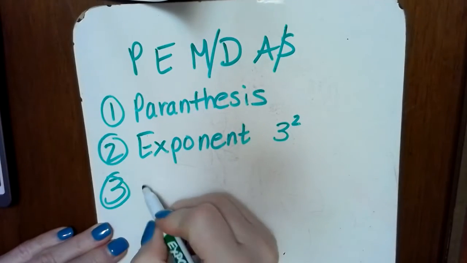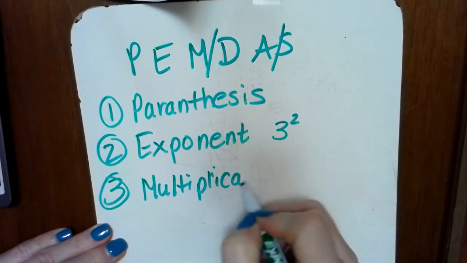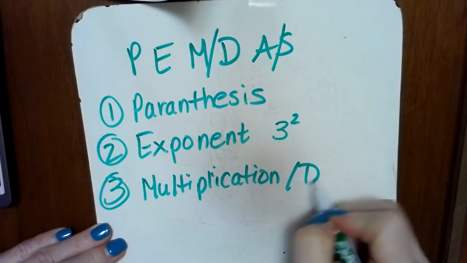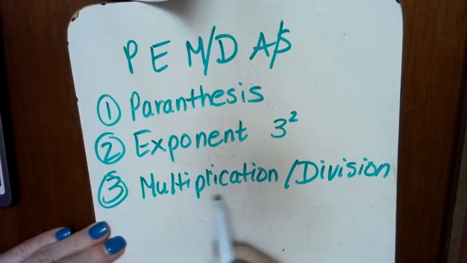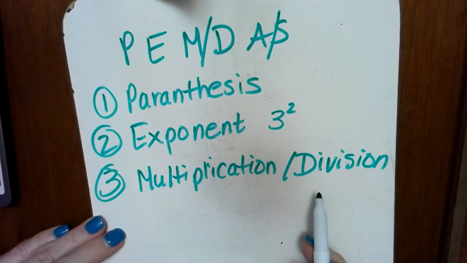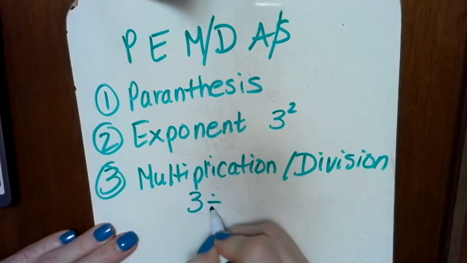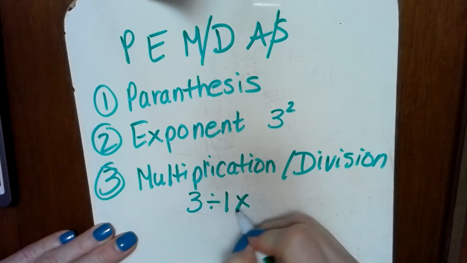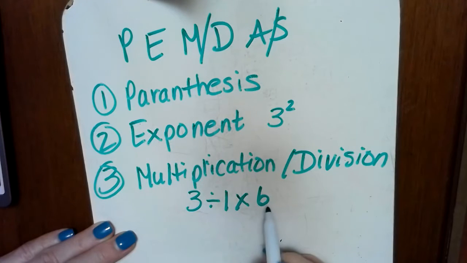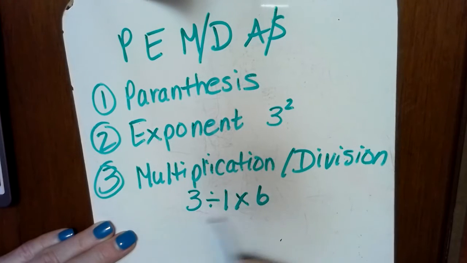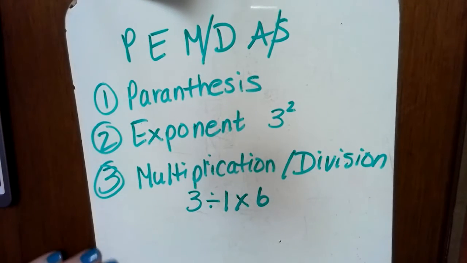And then third, you will do any multiplication or division. Just because it says multiplication first doesn't mean you'll do multiplication first. If you have a problem where it says 3 divided by 1 times 6, you would do the 3 divided by 1 first. You go left to right, just like when you read. So you do multiplication and division, whichever one comes first.